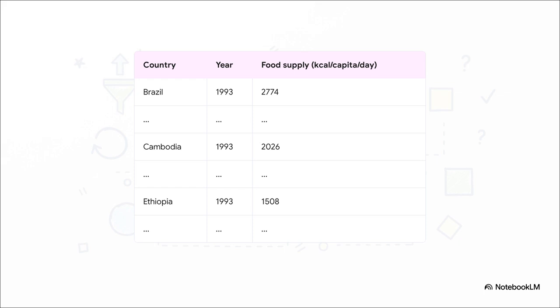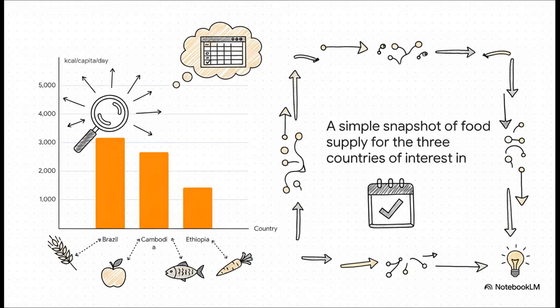And just like that, in seconds, thousands of irrelevant rows just vanished, and it left her with this, a perfectly clean, totally focused dataset. And with that clean data, she could instantly start finding the answers she was looking for. The first thing she did was create this bar chart. It's a simple snapshot showing the food supply for her 3 countries of interest, right at the beginning in 1993. The story is already starting to take shape right out of the numbers.